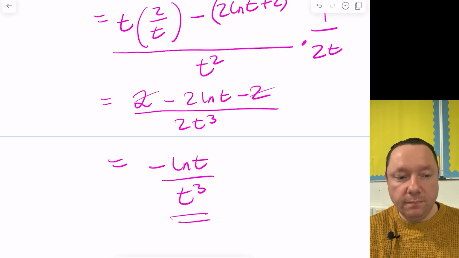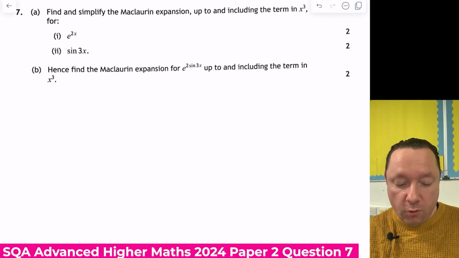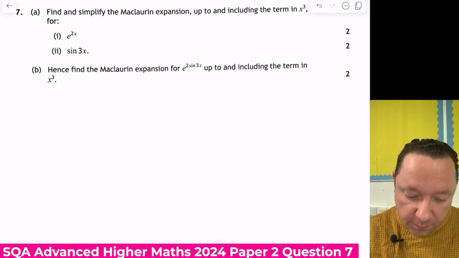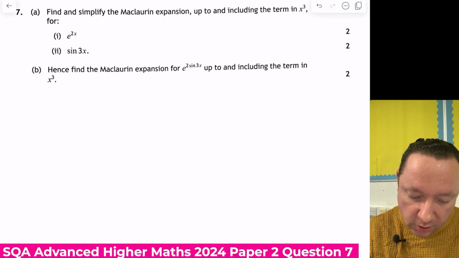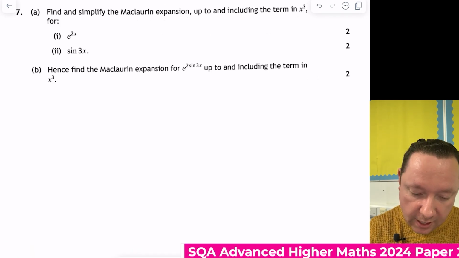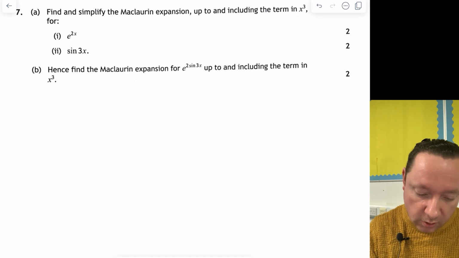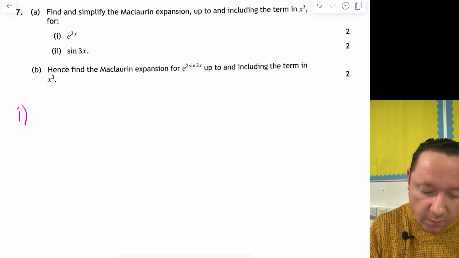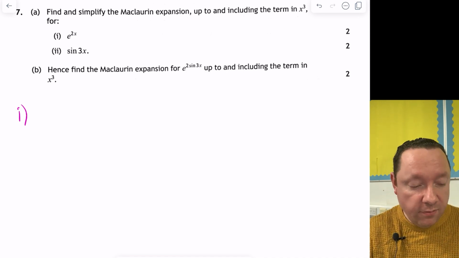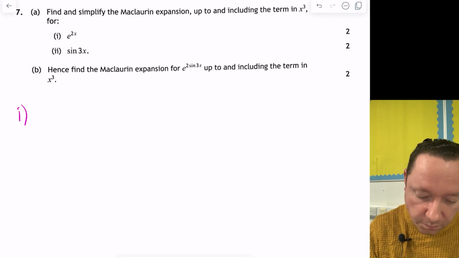And I'm done there. SQA Advanced Higher Maths 2024, Paper 2, Question 7. Find and simplify the Maclaurin expansion up to including the x cubed term for e to the 2x, sine 3x, and then you have to do something together with that. So let's just do part 1 first. Now you might have memorised e to the x already, but if not, just start from the start.